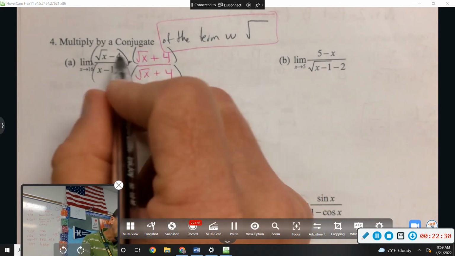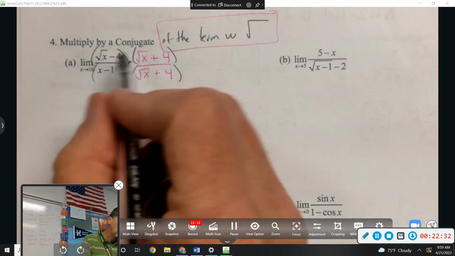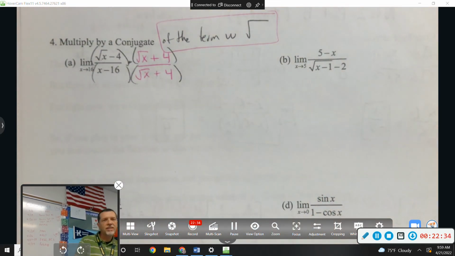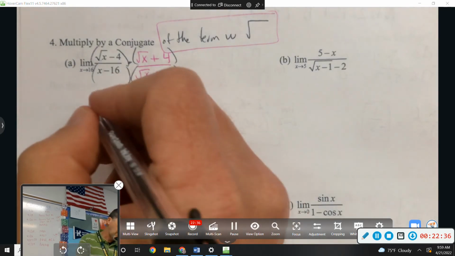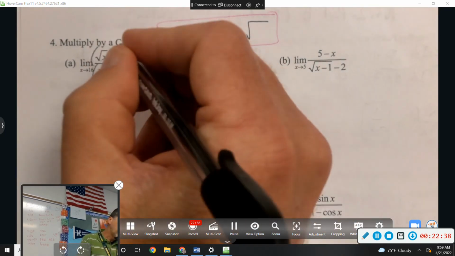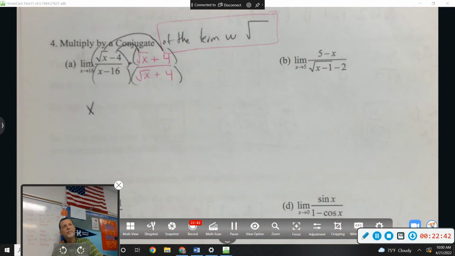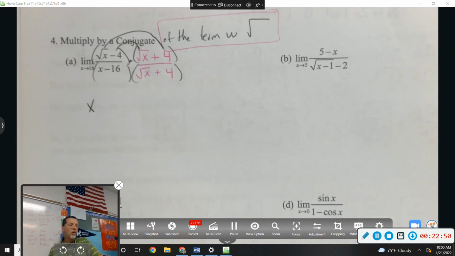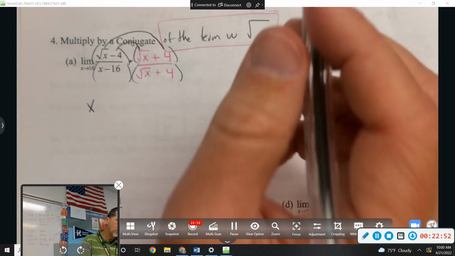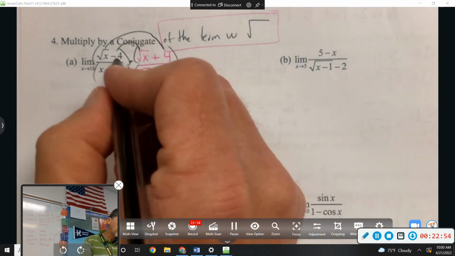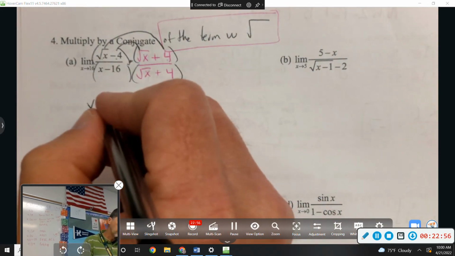Let's FOIL the top. What's the square root of x times the square root of x? X. What's the outside and inside when I multiply by a conjugate? They cancel. Every time. That's why we multiply by a conjugate. So the O and the I of FOIL cancel out. And then negative 4 times positive 4 is minus 16.